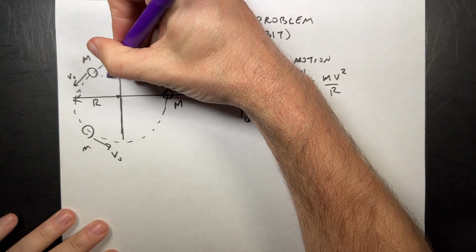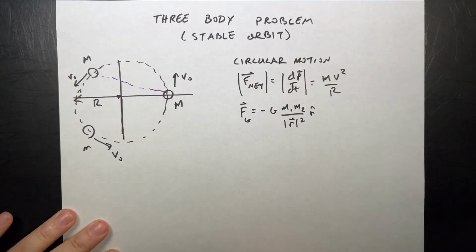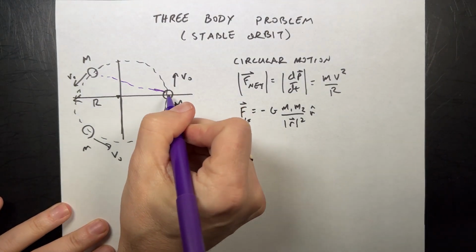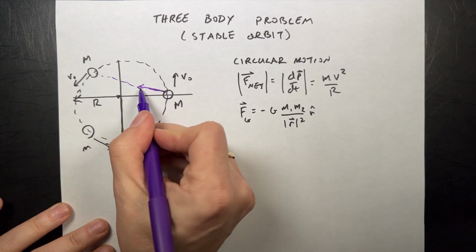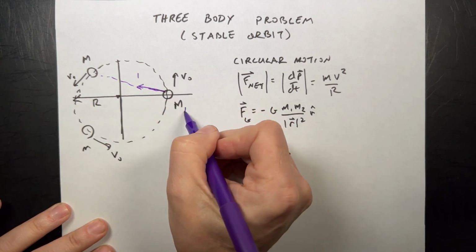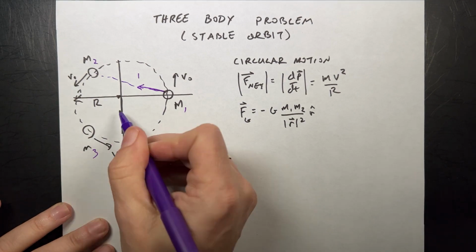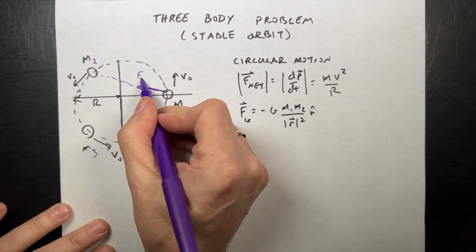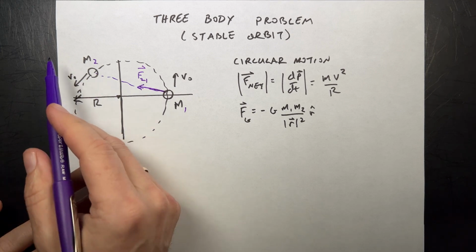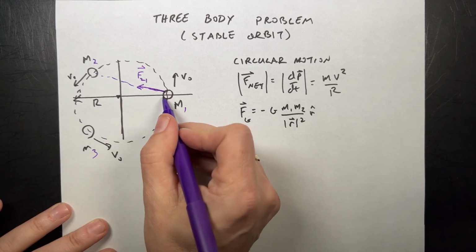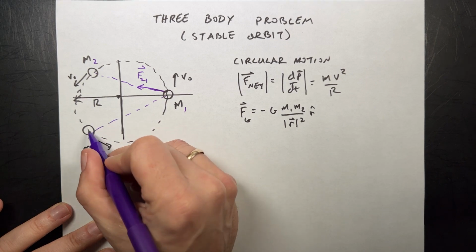Because if I have this distance, then if I'm thinking about the forces on this one right here, I'm going to have a gravitational force that way. Let's call this 1, 2, 3. So this is F 2 on 1. It's the force that 2 exerts on 1, and it's pulling that way. And there's also a force this way.